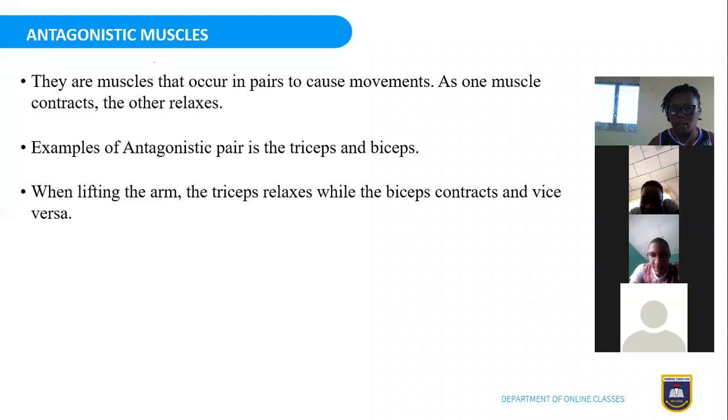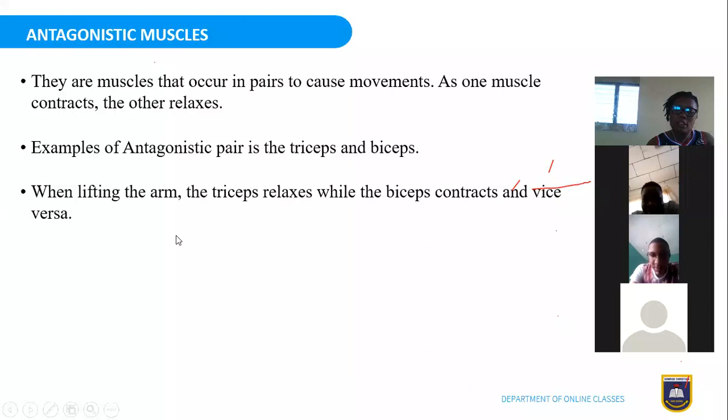So when I ask you to write the mechanism, or what happens to cause the hand to be raised up or straightened, you tell me that when the hand is straightened, the triceps will relax and then the biceps will contract, causing the hand to be straightened or raised up. Okay, and when you want to bring the hand down, the biceps is going to relax, the triceps will contract. You just turn it the opposite way and then you are cool to go.